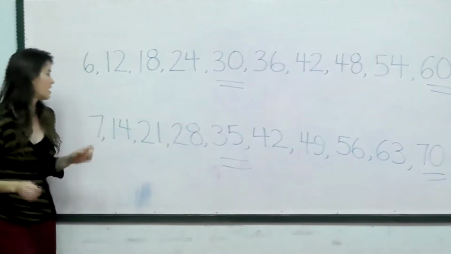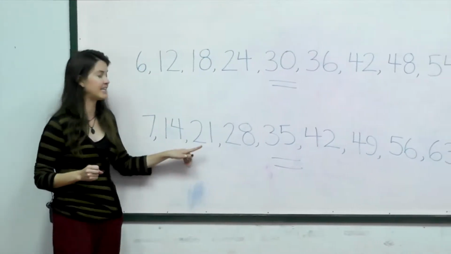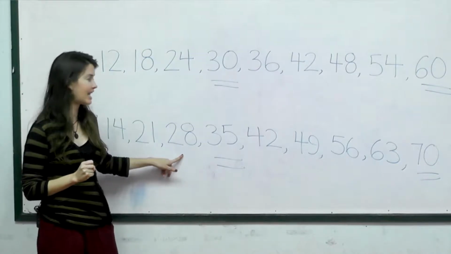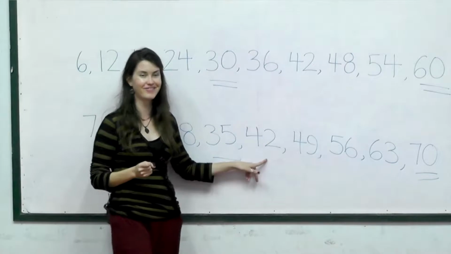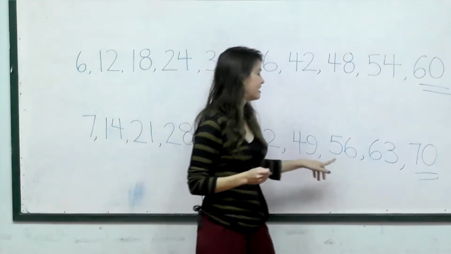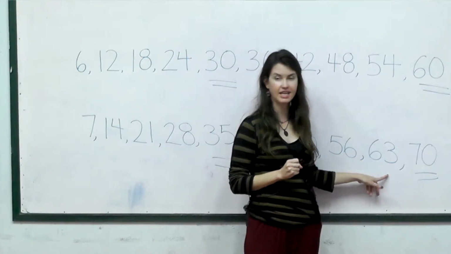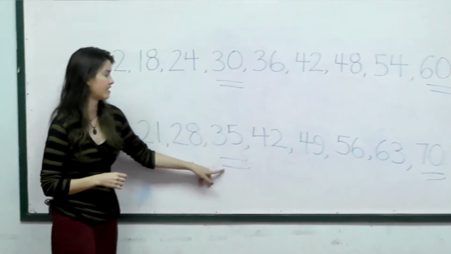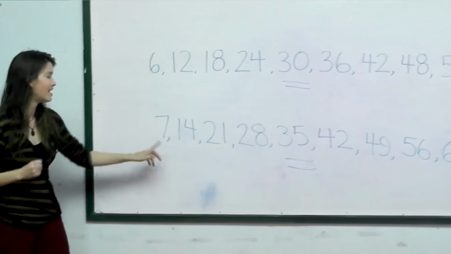Here we go. 7, 14, 21, 28, 35, 42, 49, 56, 63, 70. Good job. Don't forget, you can stand up on 35 and 70. Let's do it again.